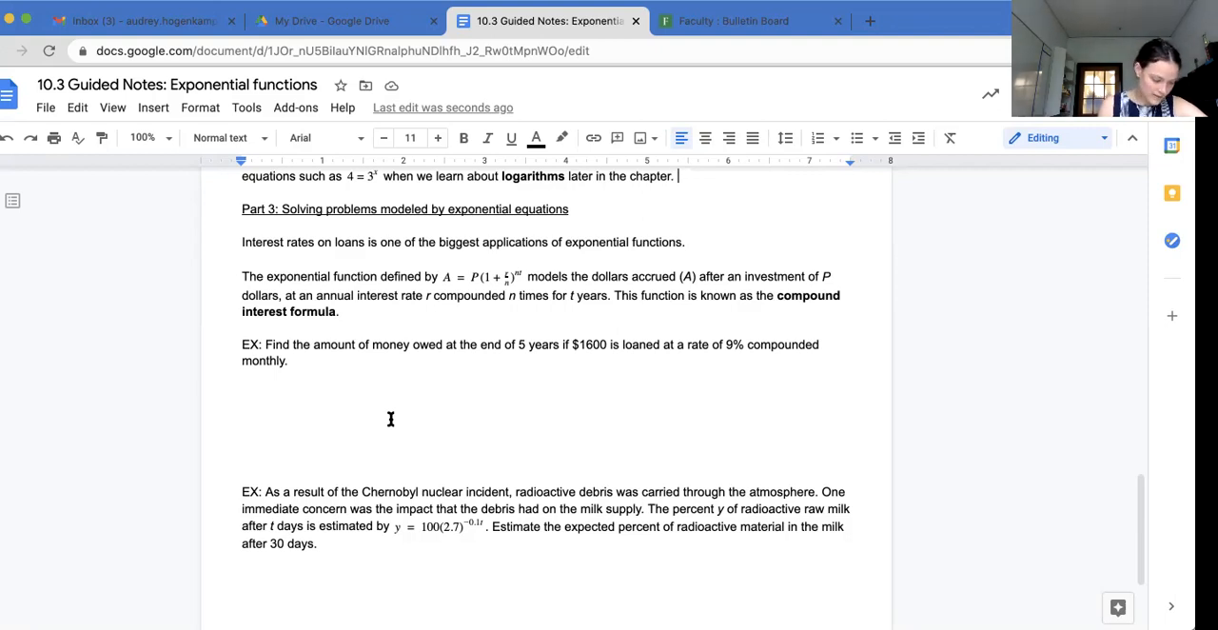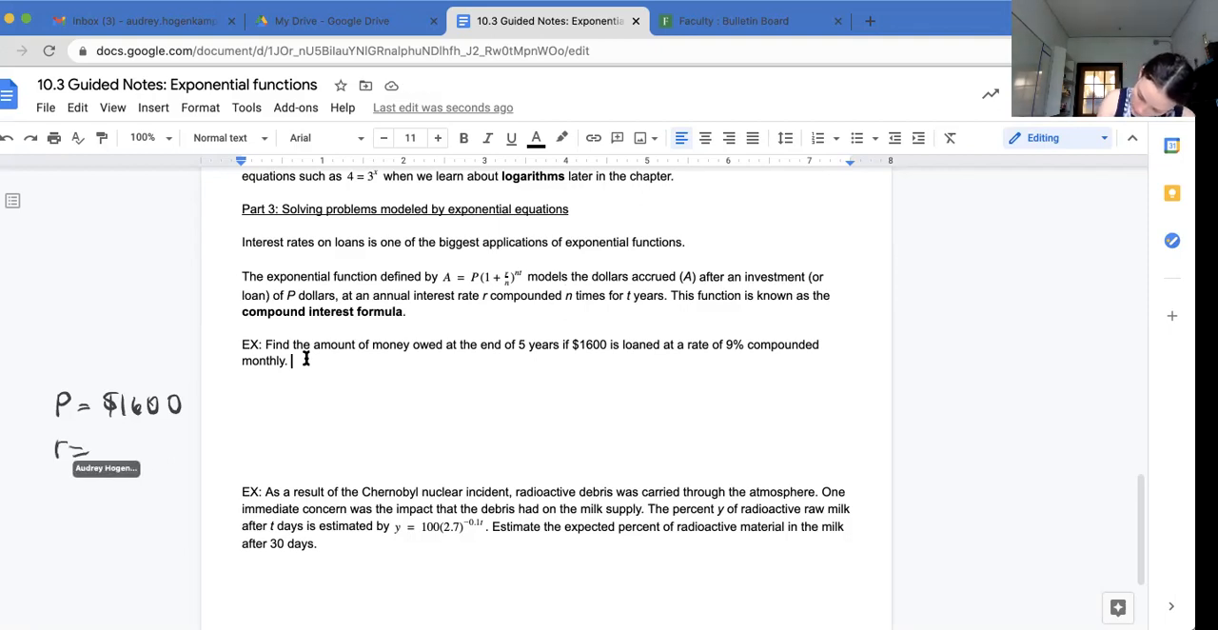Example: find the amount owed at the end of 5 years if $1,600 is loaned at a rate of 9% compounded monthly. Let's start defining our variables. P is the investment, in this case $1,600. Investment or loan, same thing; it can be either, and in this case it's a loan. So P is equal to 1,600, the amount of the loan.